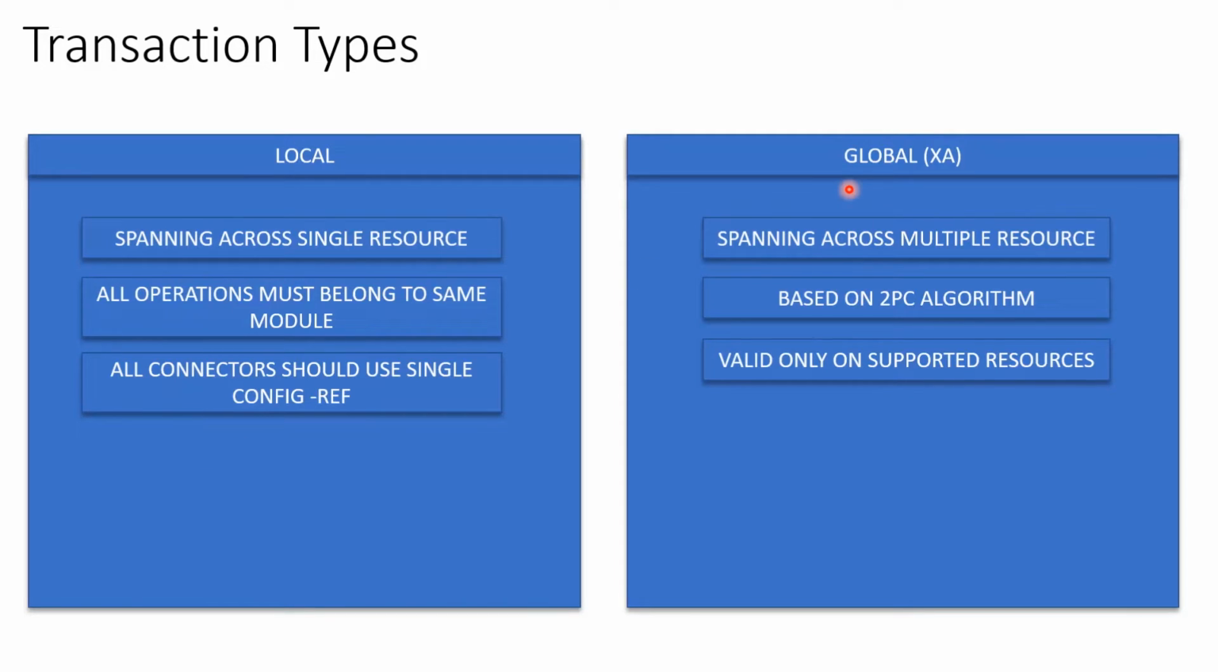So let's move on to the global transactions. As the name suggests, it's global, right? So it can span across multiple resources, and it's based on the two-phase commit algorithm. We'll understand that in detail in the next slides, but as of now, just understand that it is based on the two-phase commit algorithm, and it's valid only on supported resources. Now, what do I mean by this? The underlying resources, it could be your database, it could be your JMS broker, should support XA transactions. If they do not, then you cannot use the extended architecture. In such cases, you need to implement a saga pattern.